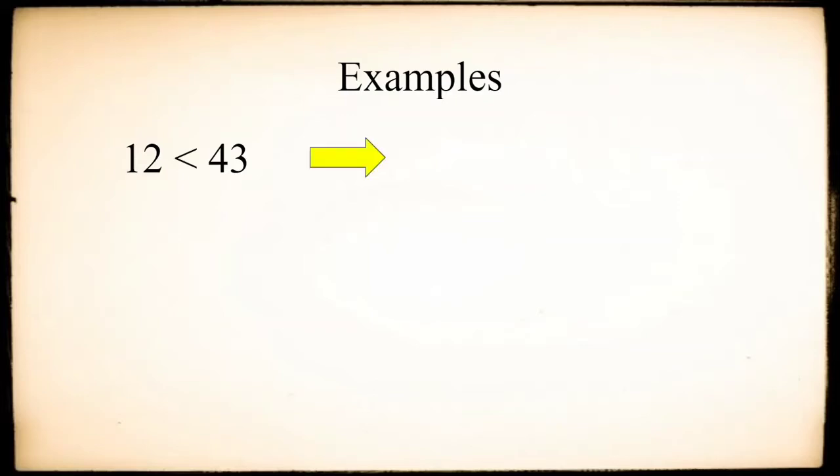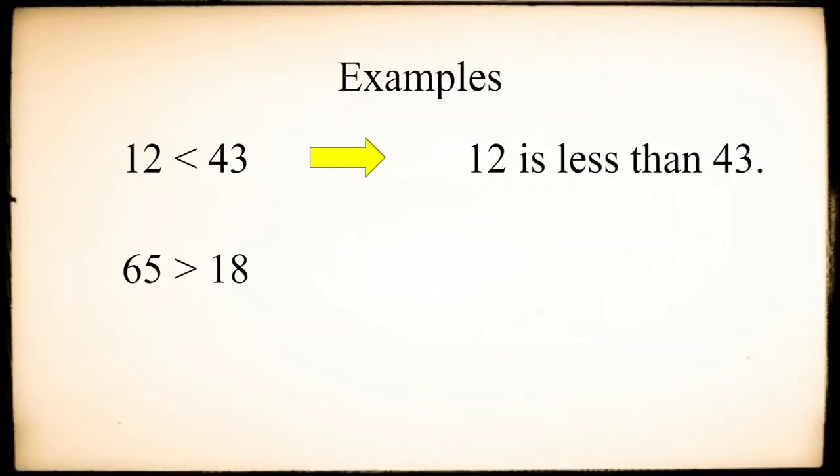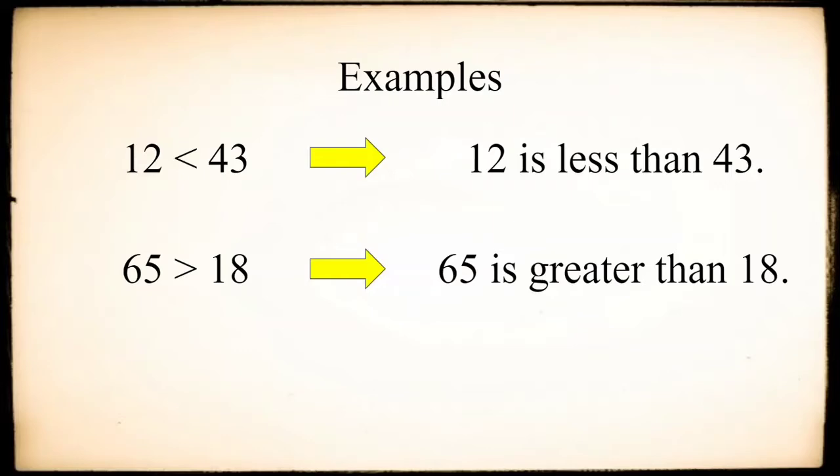Now let us take some examples to know more about these symbols and learn to read them. So here is a first example. We can see that a less than symbol is used in this example. Now we can say that 12 is less than 43. Now let us look at another example. So which symbol is used here? Yes, it is a greater than symbol. So we can say that 65 is greater than 80.